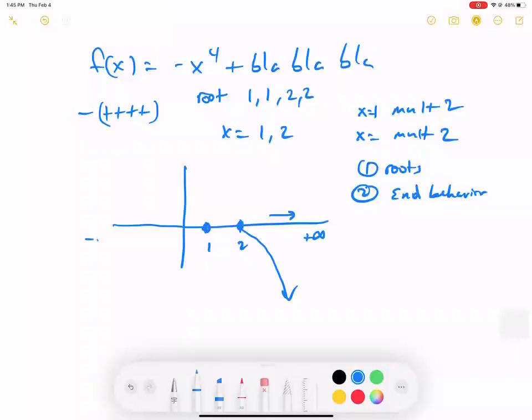On the left side, this is negative infinity. What's a negative times negative times negative times negative? Don't forget there's a negative in front. Where am I getting this? Remember, you only have to look at the front. You only have to look at the front. Here, only look at the front.